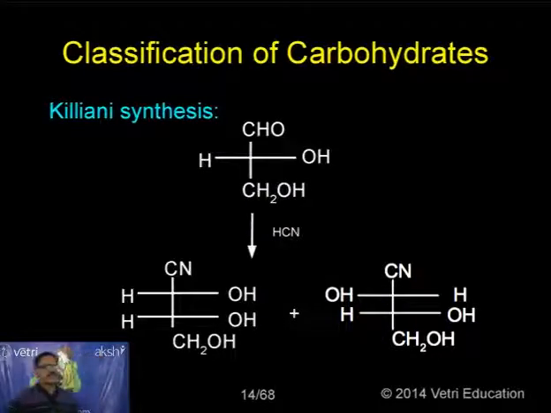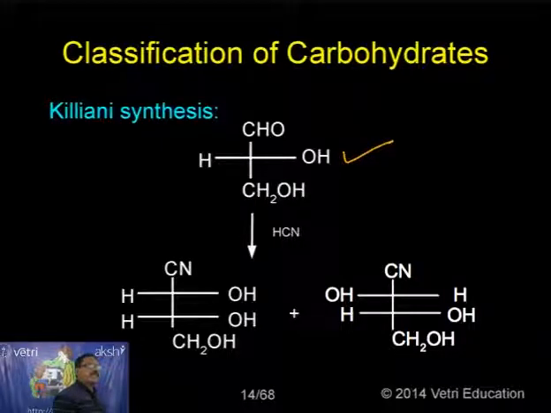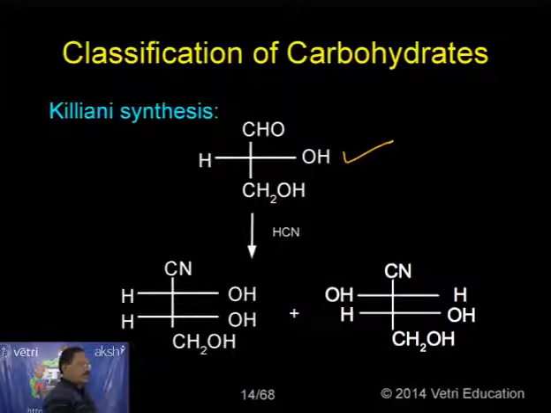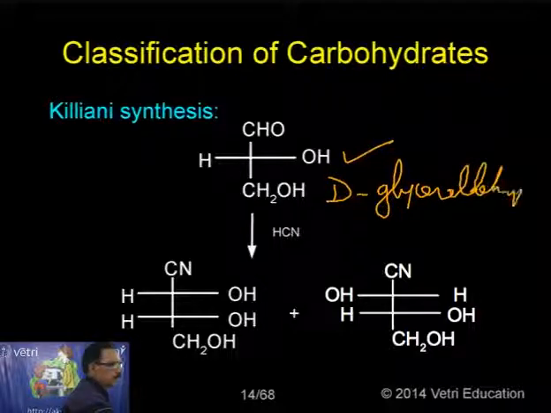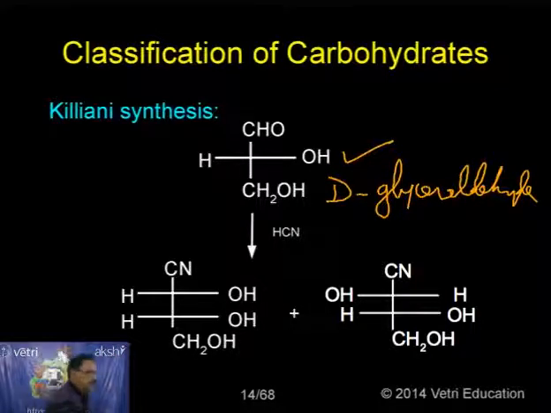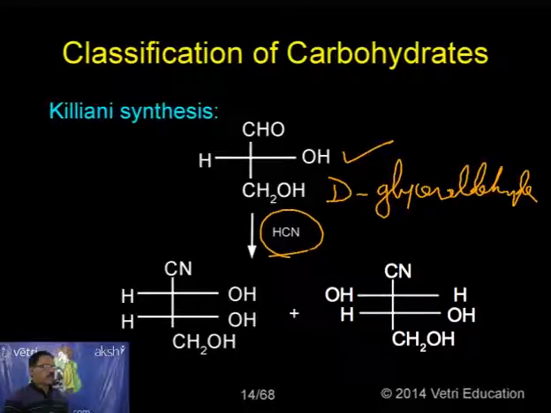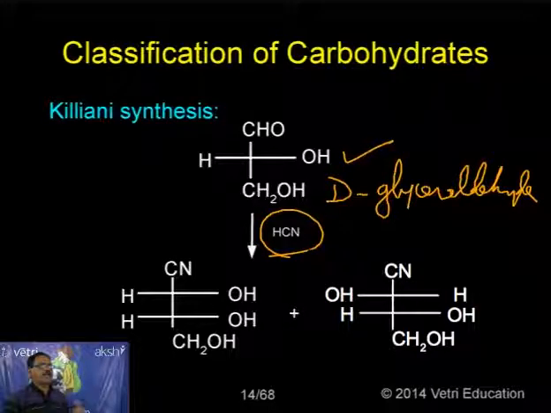What is Kiliani synthesis? Under the Kiliani synthesis, there are a few steps involved. Starting from the three-carbon aldotriose, it is converted into a four-carbon aldotetrose. So I am giving a specific example here. This is D-glyceraldehyde. Why is it D? The OH group is on the right-hand side, so this is D-glyceraldehyde. When you treat this D-glyceraldehyde with HCN, it undergoes an addition reaction to produce the corresponding cyanohydrin.